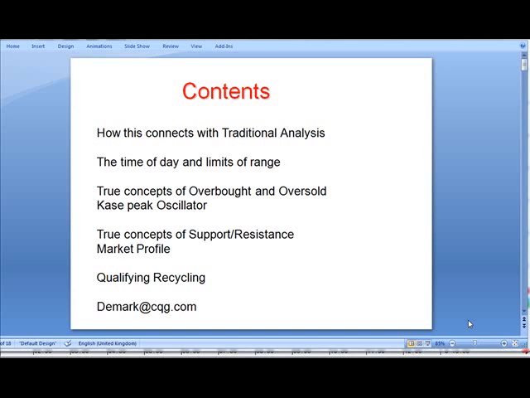We'll touch on how you can connect that with other types of analysis, and Demark studies are available on a variety of professional platforms. But if you email demark@cqg.com, there are some specific white label products that will give you various levels of sophistication associated with those studies.